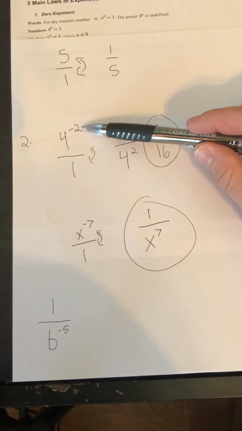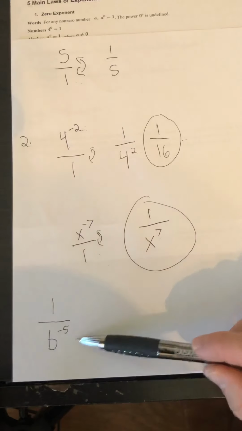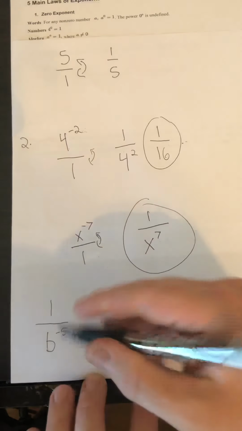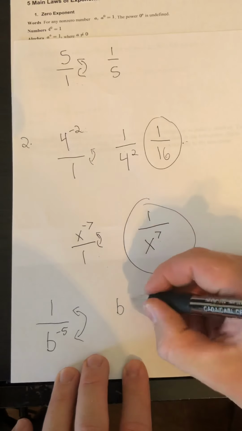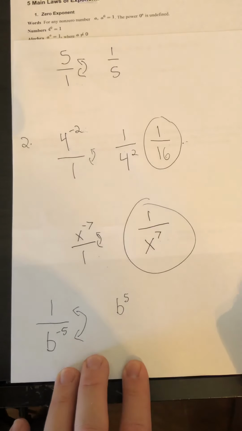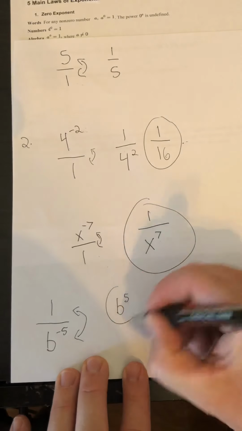If there's a negative exponent on the top, it's going to be positive on the bottom. If there's a negative exponent on the bottom, well, flip it, then the exponent is positive on top. So technically that's b to the 5th over 1, but we don't need the over 1.